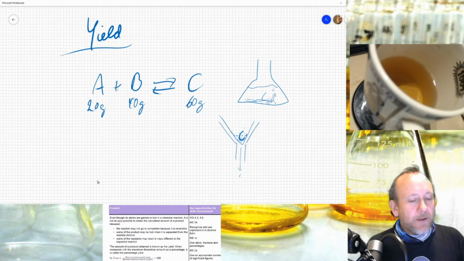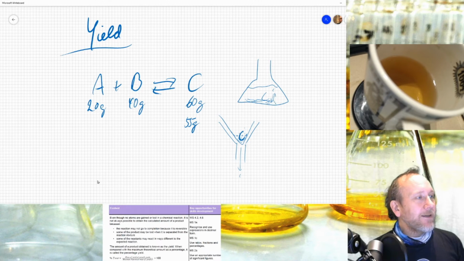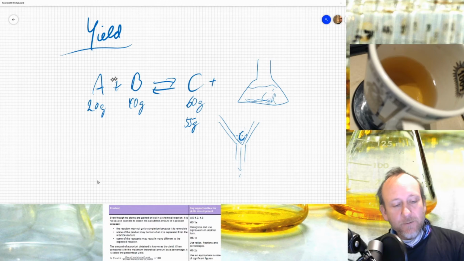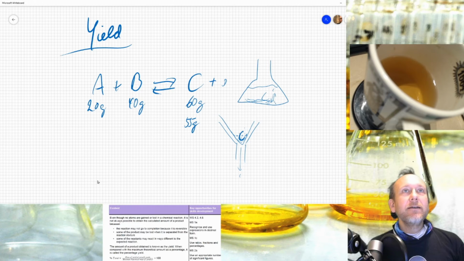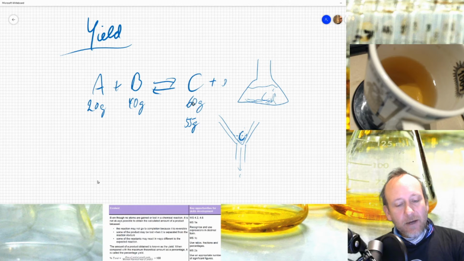All of that basically means that you'll probably not get your 60 grams out. You might get, let's say, 55 grams. Okay, so what does that mean for my yield? The third thing is, of course, that you might expect C to form, but you might also get a little bit of something else called D, and D is not something that you want. And so therefore it can contribute to a lower yield, a lower return of C than you might expect. So how do I get the yield out?